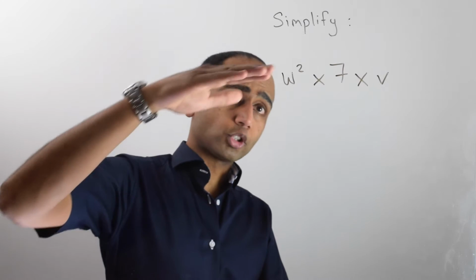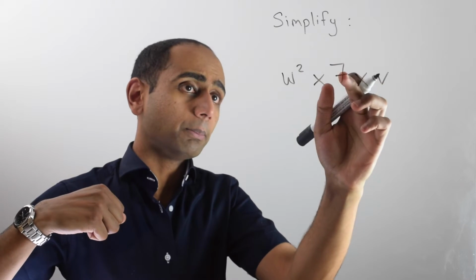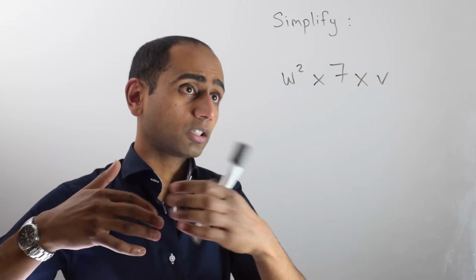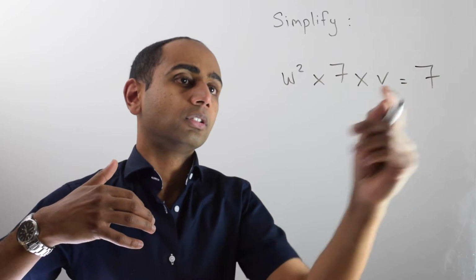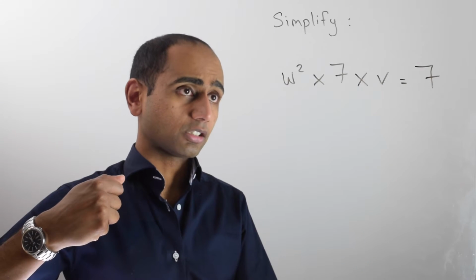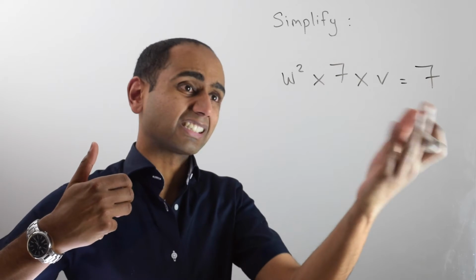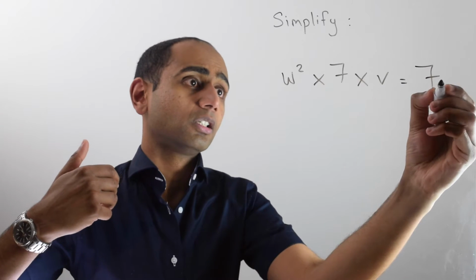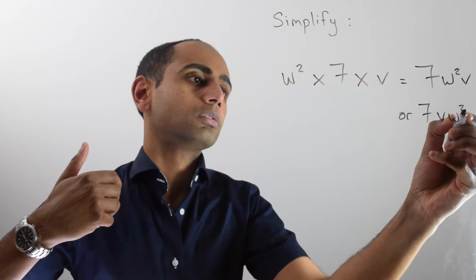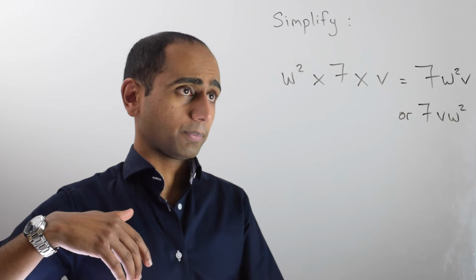In this example, I've got w squared times 7 times v. So I'm multiplying by a number, and remember, according to our convention, we need to put numbers at the front. So that's going to give me 7 w squared v, leaving out the multiplication signs. Or I can put the v in front of the w, because that's alphabetical. It doesn't matter. That's 7w squared v, or 7vw squared.